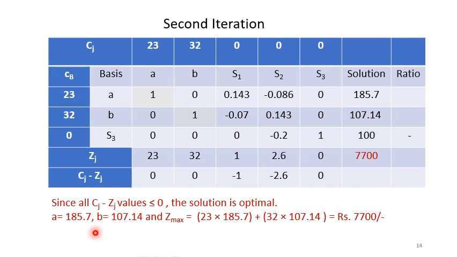So basically, one thing you have to understand here is that these values of A and B are not the solutions. Again, I am repeating, these are the coefficients of A and B in the objective function, the profit coefficients. These are not the solutions. The decision variables will have a value of 185.7 for A and 107.14 for B. When you substitute it in the objective function, you will get a value of 7,700 rupees.